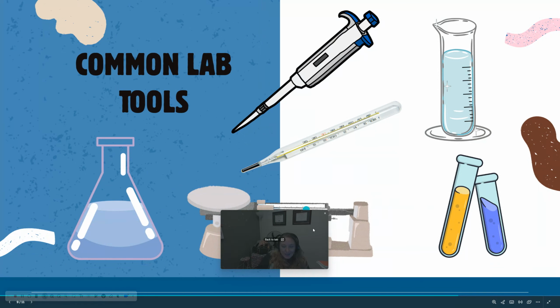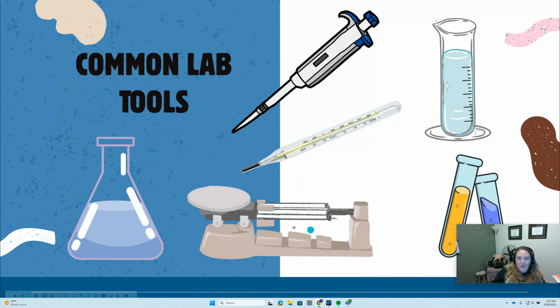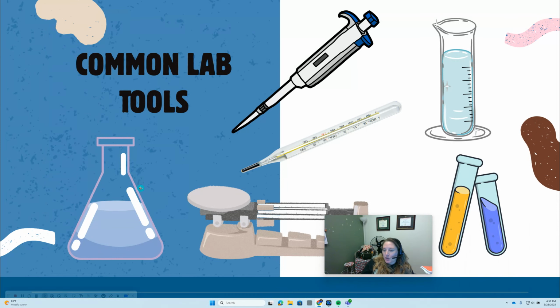Then the very last part of this lab this week is knowing some common lab tools like an Erlenmeyer flask, a triple beam balance, test tubes, graduated cylinder, thermometers, pipettes and pipette pumps, and these little clip arts will come back to you in those quizzes in the future because, of course, you are not having these at your home for an online class. So these are the ones that we hope that you become familiar with even in those virtual labs.